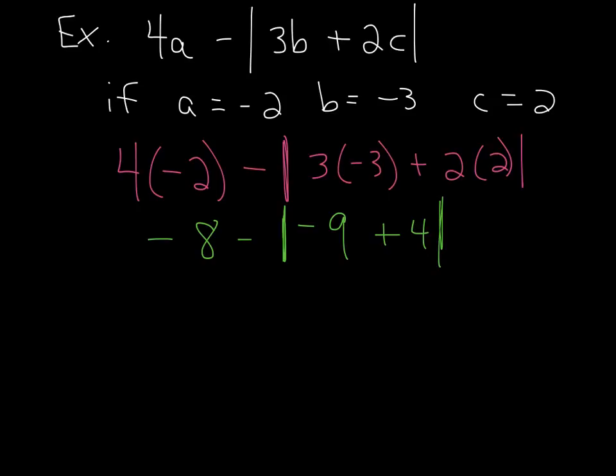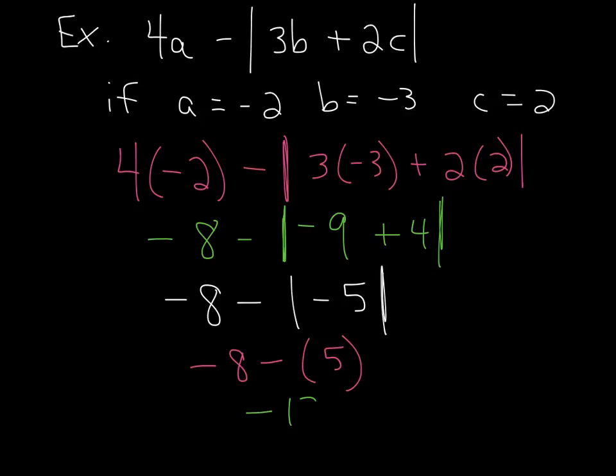My next step, again, I still have to simplify inside that absolute value, which is -9 plus 4, which would be a -5. Now, here's where it gets tricky on a problem like this. Because I know, and remember this, that the absolute value of -5 is +5. So I'm going to rewrite that -8. I'm going to keep that minus sign, and the absolute value of -5 is +5. Now, my final answer is going to be -13.